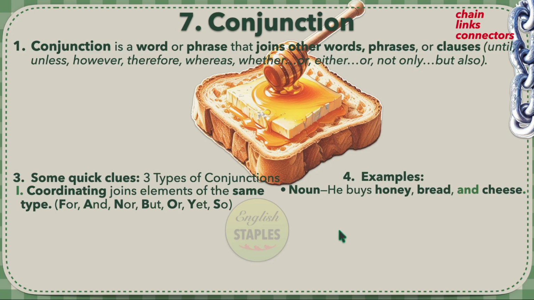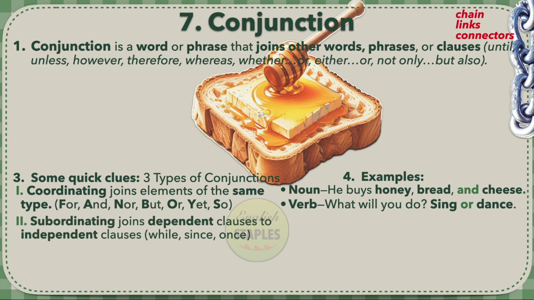It's okay. Let's look at another example. What will you do? Sing or dance? So here we have or, which is the conjunction. This is a verb. This is a verb. So that's okay because they're both verbs.